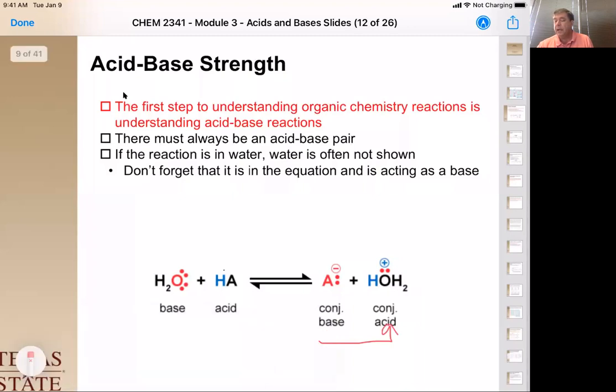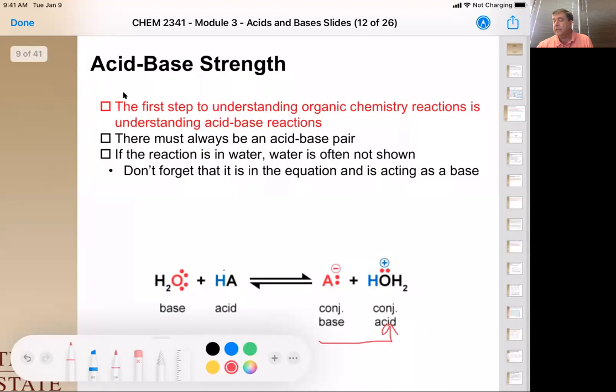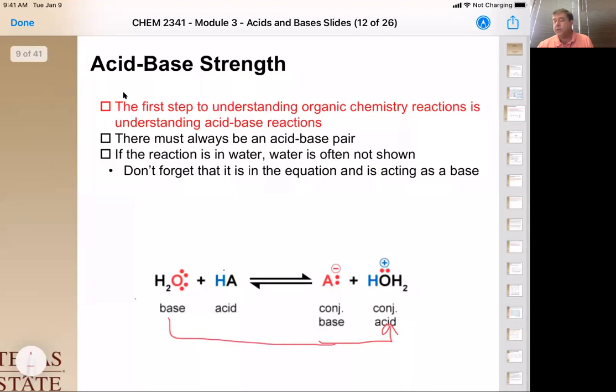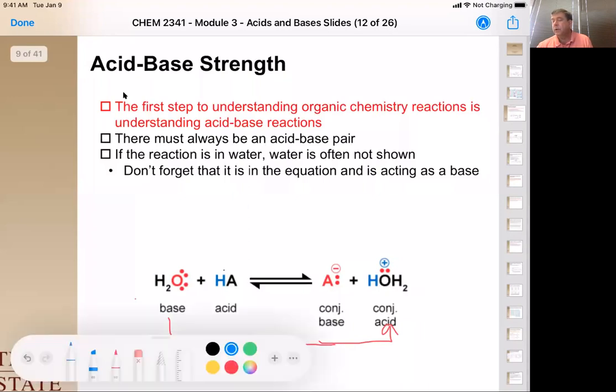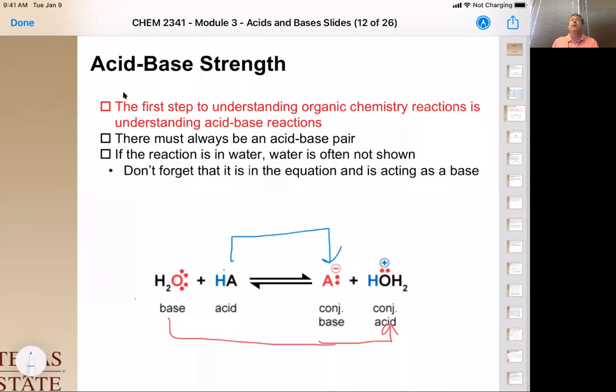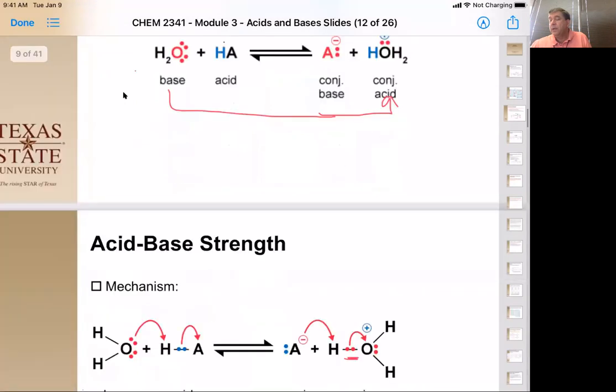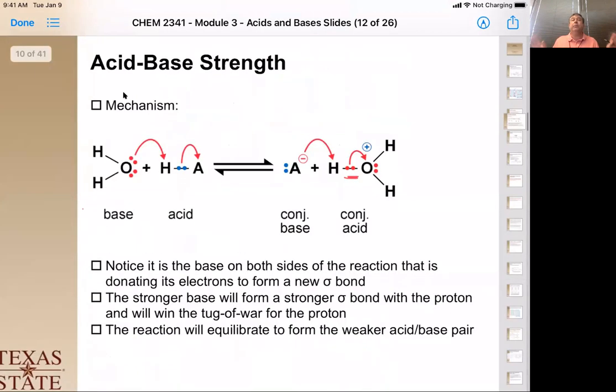Okay. And our acid has to turn into a conjugate base on the other side of the reaction. So knowing which is the acid and which is the conjugate acid, which is the base and which is the conjugate base is the first step in understanding. Okay, so how does this transfer of proton work?